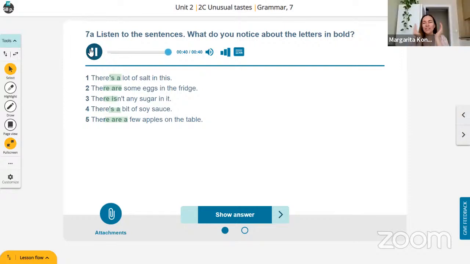So, Svetlana, do you hear them together or separate? I hear them together. Together, yes. We don't say there is a separately. We say there is a, there is a lot of, yes, together.